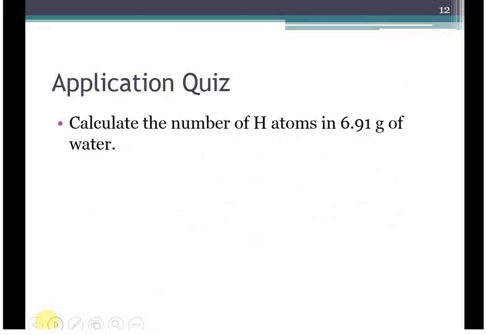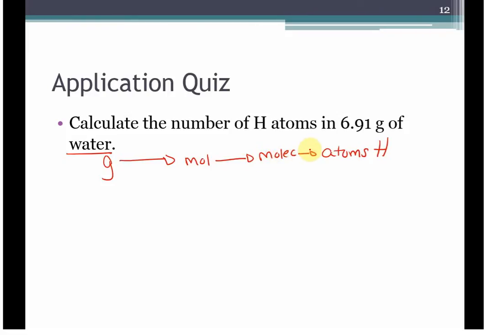Calculate the number of hydrogen atoms in 6.91 grams of water. So again, we're starting with grams, and we're looking for atoms of hydrogen. What do we need to go to first? We can't go from grams to atoms. We have to go from grams to what? Moles. From moles, can we go to atoms here? Unfortunately not. Water is a molecule, and so we have to go from moles to molecules, and then we can go to atoms.